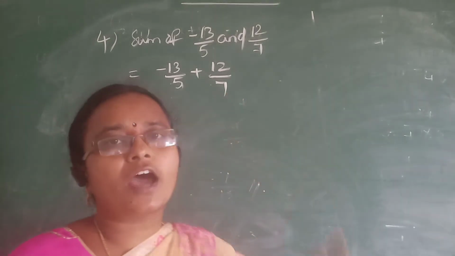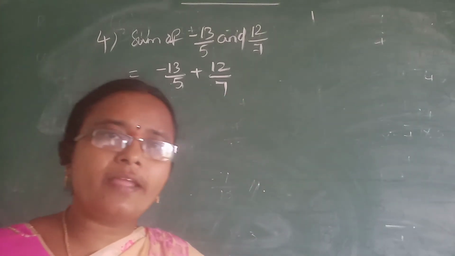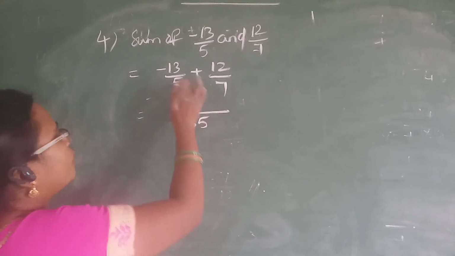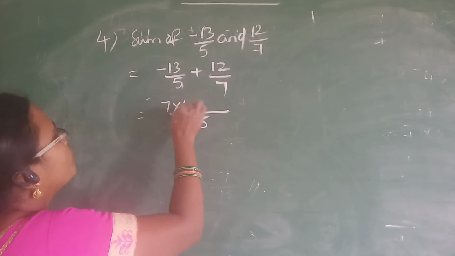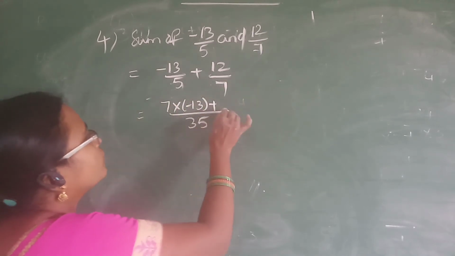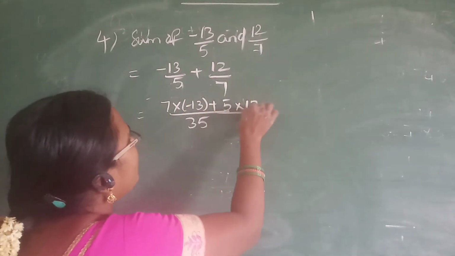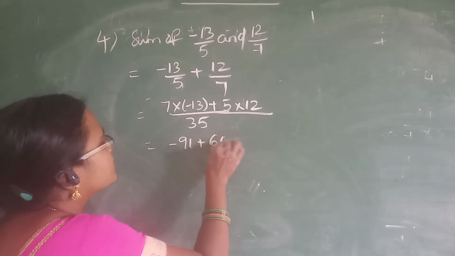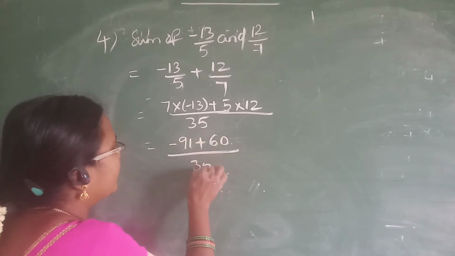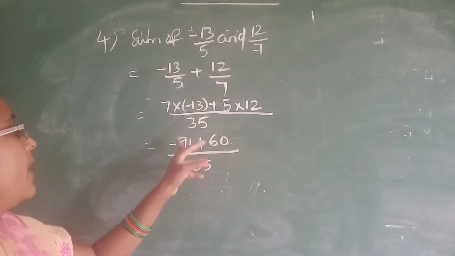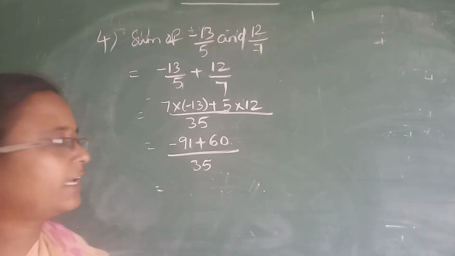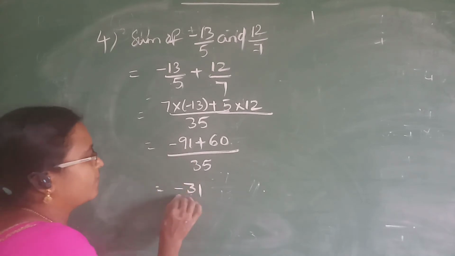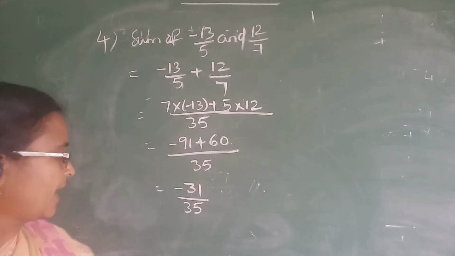So 5 comma 7 are co-primes to each other, so I can make the direct multiplication. 5 7s are 35. 5 goes 7 times, 7 into minus 13, plus 7 goes 5 times, 5 into 12. 13 7s are 91 plus 12 5s are 60 by 35. Now 91 minus 60 is 31. Here 91 is the bigger one, that's why it becomes minus 31 by 35. Now it has finished here.